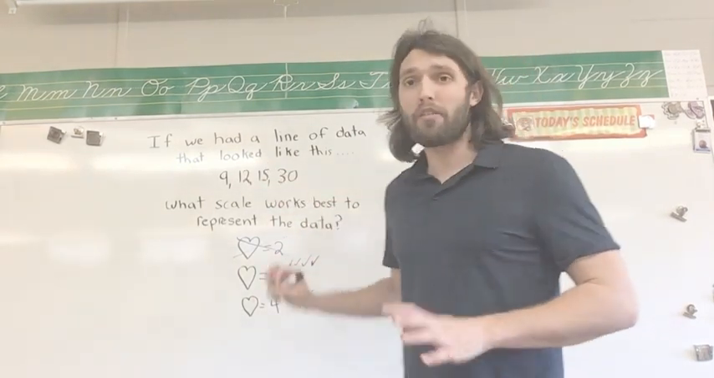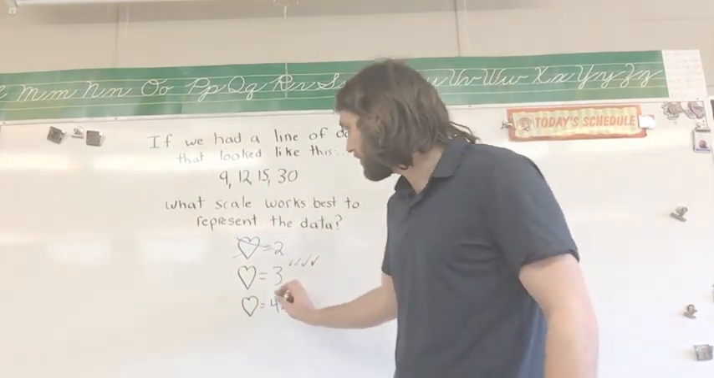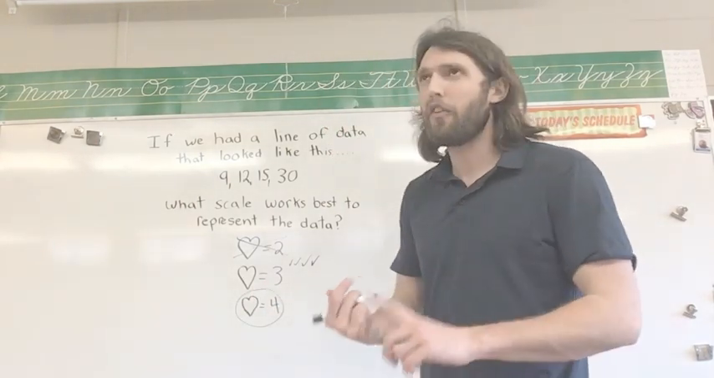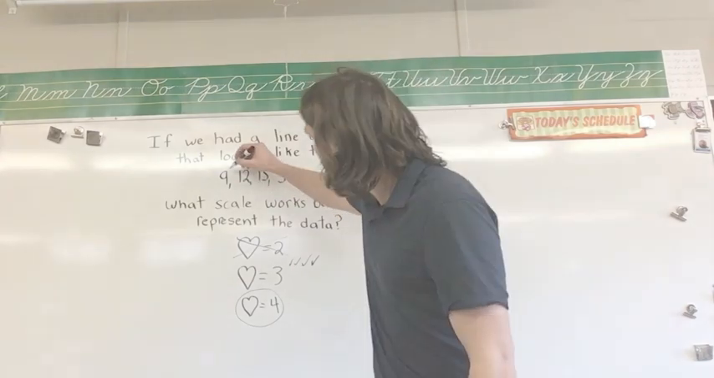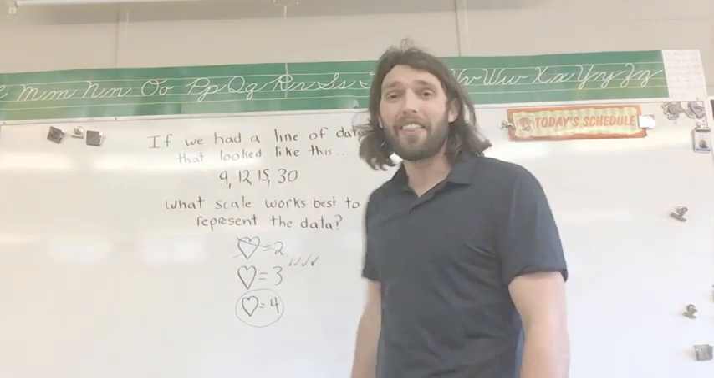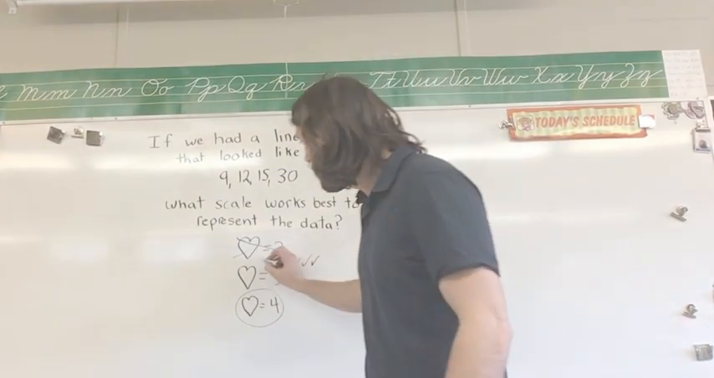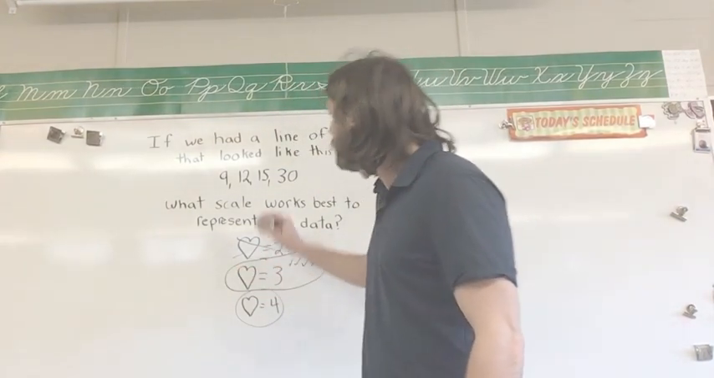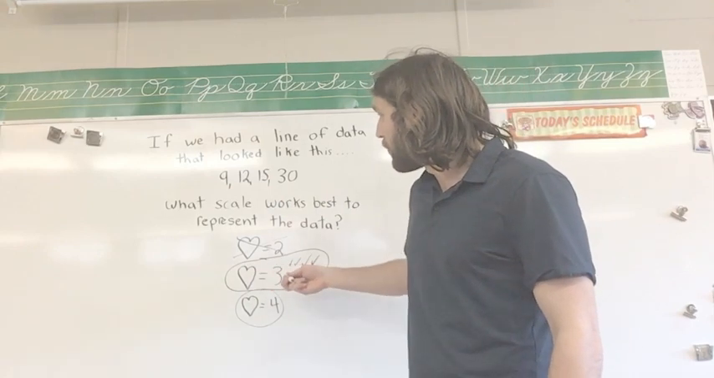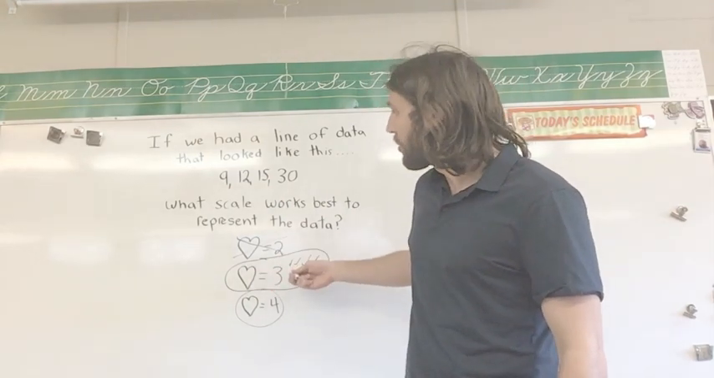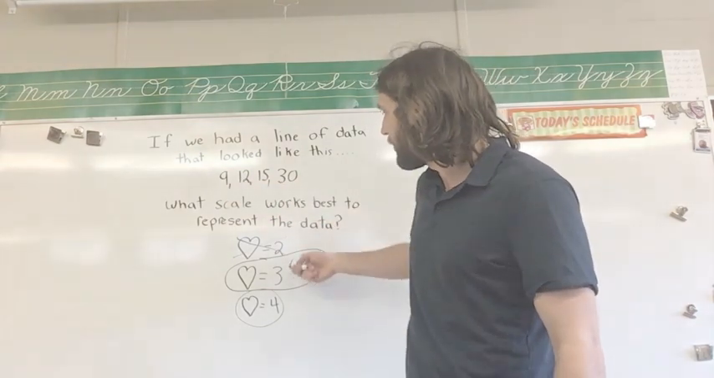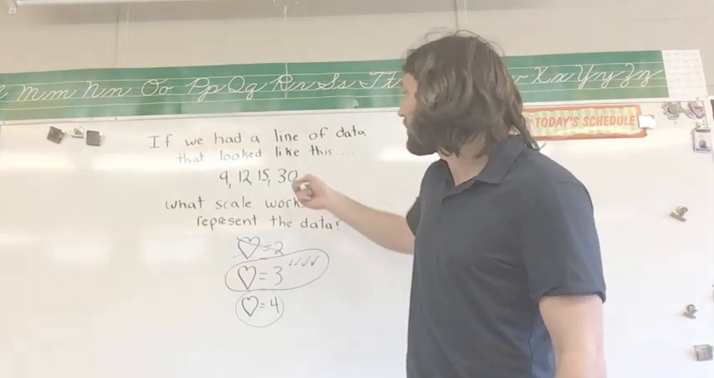But let's not circle it right now and get too excited. We also have to check to see if 4 goes into them all. So let's see. Does 4 go into 9? 4, 8, oof, it doesn't. It doesn't go into 9. It does go into 12, but it doesn't go into anything else. So I think we found our one. So the best scale to use for this data would be 1 heart equals 3. Because 3 goes into 9, 3 goes into 12, 3 goes into 15, and 3 goes into 30.